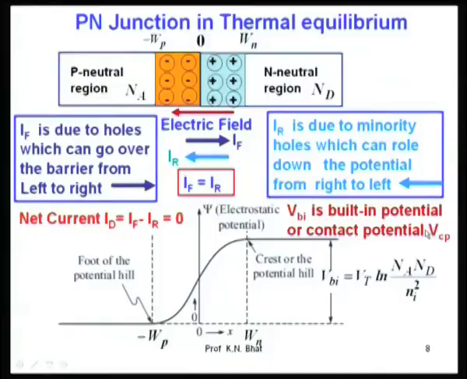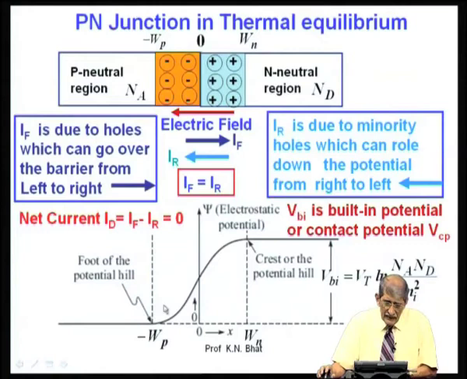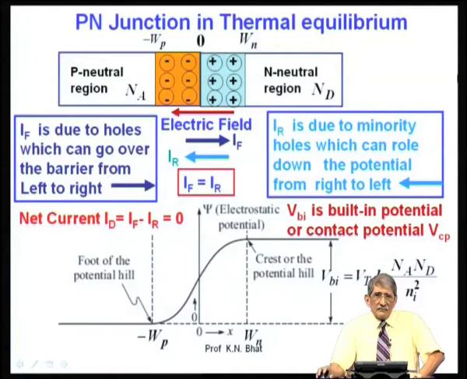So, we will concentrate on only one charge, because the same thing happens to the electrons also. Here IF is due to those which are able to cross from the left hand side to the right hand side. IR is those which are crossing from the right hand side to the left hand side, rolling down the barrier. Now, IF is equal to IR, zero current, no voltage applied. Let us go back and now see what happens if I increase this barrier.